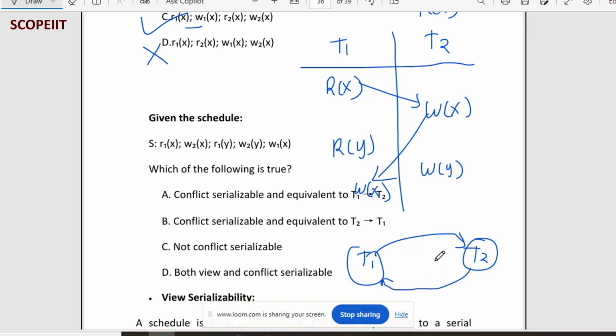So as there is a cycle, the answer for this question is not CS. As a cycle is there, the answer for this question is not CS. So the correct answer in this question is option C. Okay. Next, this is all about conflict serializability.